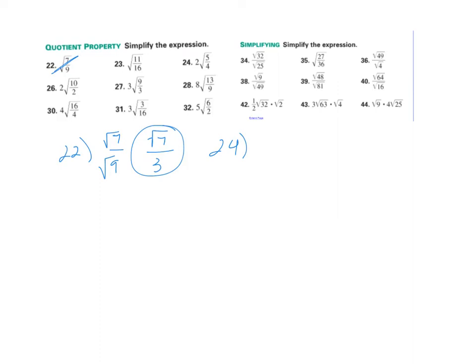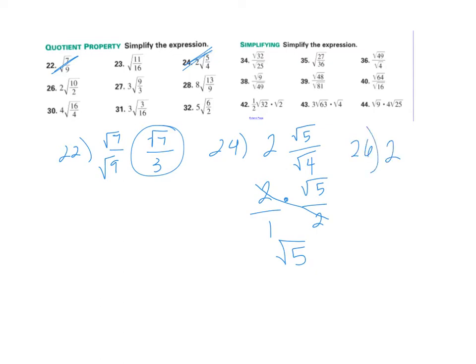Number 24 is going to be 2 times, and we're going to split it into root 5 over root 4. Root 5, you can't simplify that. Root 4 is going to be 2, so this is going to be 2 times root 5 over 2. I'm going to turn this into a fraction, and then you can see that we can cancel those. So our answer is just root 5. Now we go to 26.